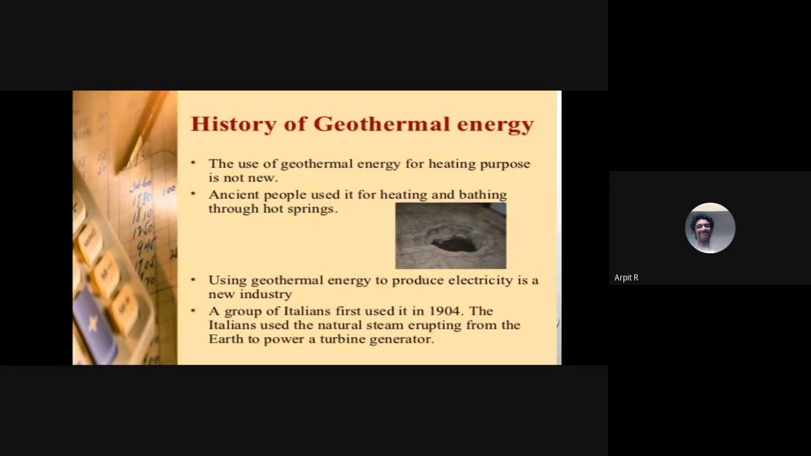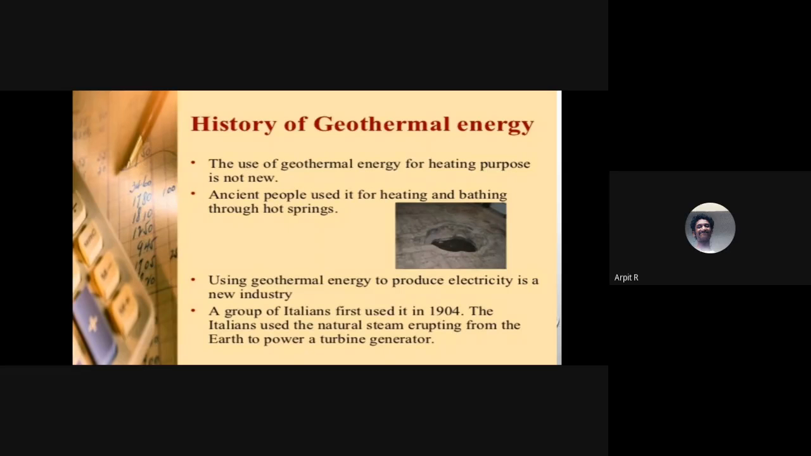Then history of geothermal energy. The use of geothermal energy for heating purposes is not new. Ancient people used it for heating and bathing through hot springs. Hot springs means the hot water region.